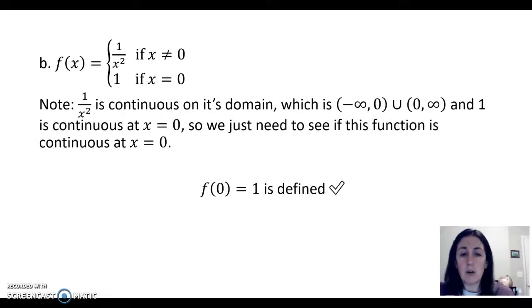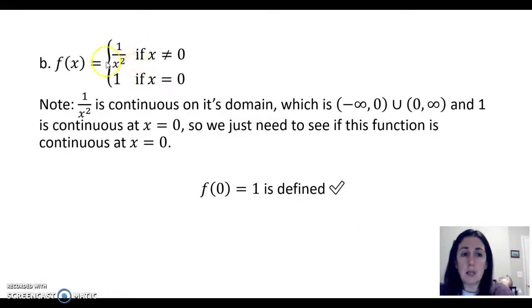So is f of 0 defined? Well, when I plug in 0, I get 1. That's a real defined value, so yes. Does the limit exist? Well, when you take the limit as x approaches 0 of 1 over x squared, coming from the left, little negative values close to 0 squared gives you a positive. You take 1 divided by a really small positive number, you get a really big positive number. Same thing coming from the right.